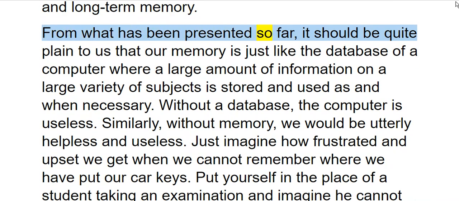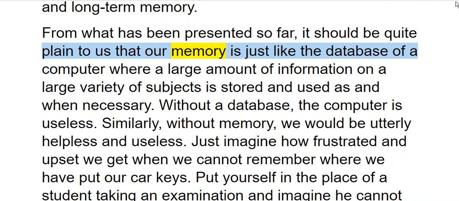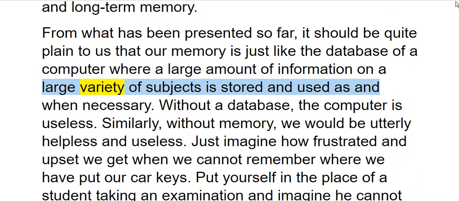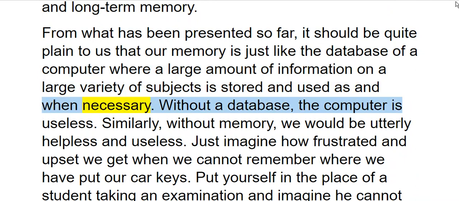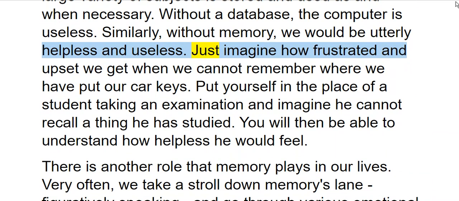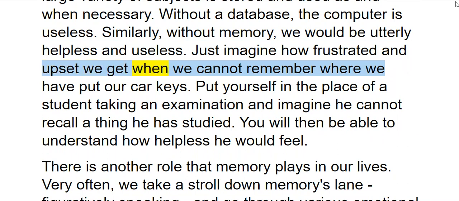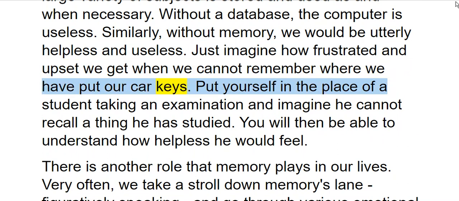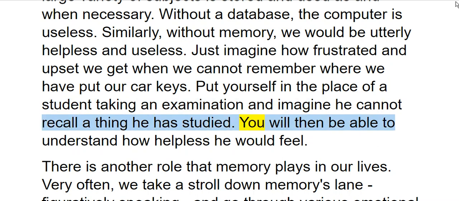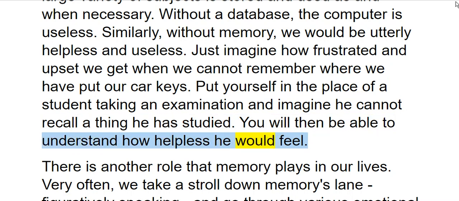From what has been presented so far, it should be quite plain to us that our memory is just like the database of a computer, where a large amount of information on a large variety of subjects is stored and used as and when necessary. Without a database, the computer is useless. Similarly, without memory, we would be utterly helpless and useless. Just imagine how frustrated and upset we get when we cannot remember where we have put our car keys. Put yourself in the place of a student taking an examination and imagine he cannot recall a thing he has studied. You will then be able to understand how helpless he would feel.